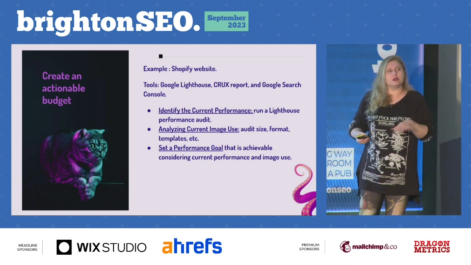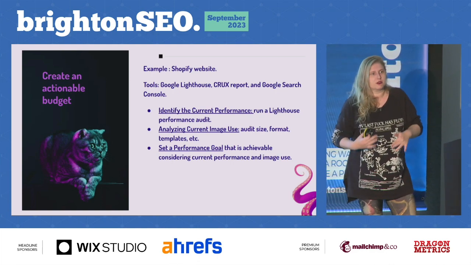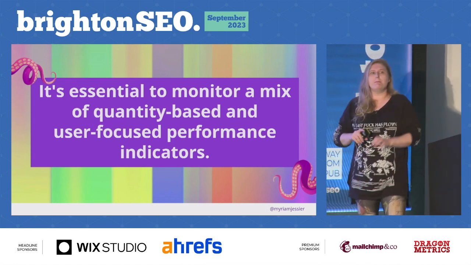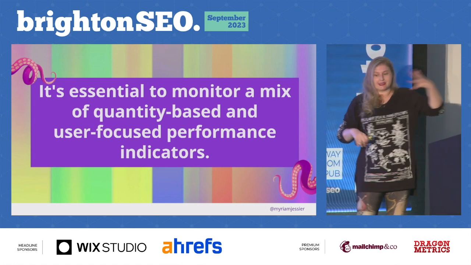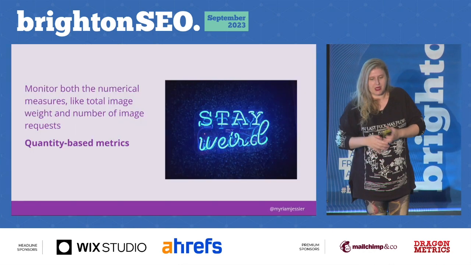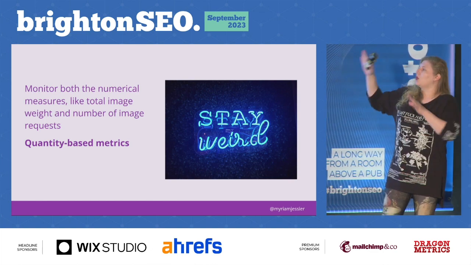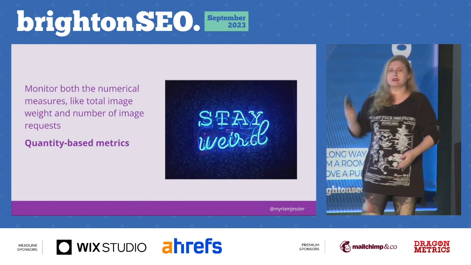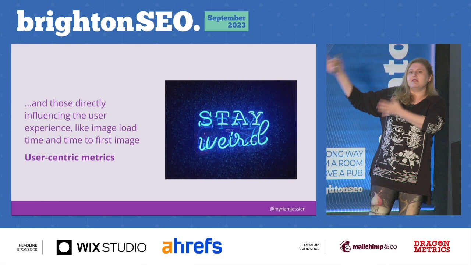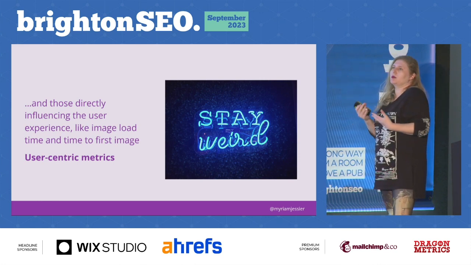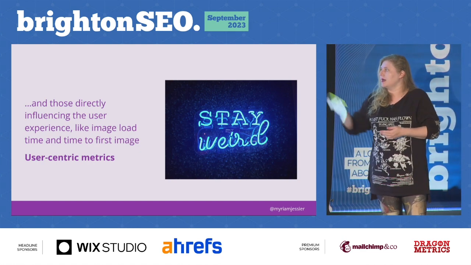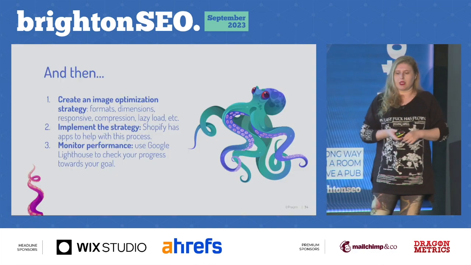Like, I'm not going to lose weight to become a ballerina. Like, I know my structure, okay? Be careful, be realistic. It's essential to monitor a mix of quantity, which we excel at, and user-focused performance, which Google is also diving into. So monitor both, okay? Quantity-based metrics, like total weight or number of image requests, and those that are directly influencing user experience. So this is more qualitative, okay? This is more user-centric. So image load time, time to first image, okay.